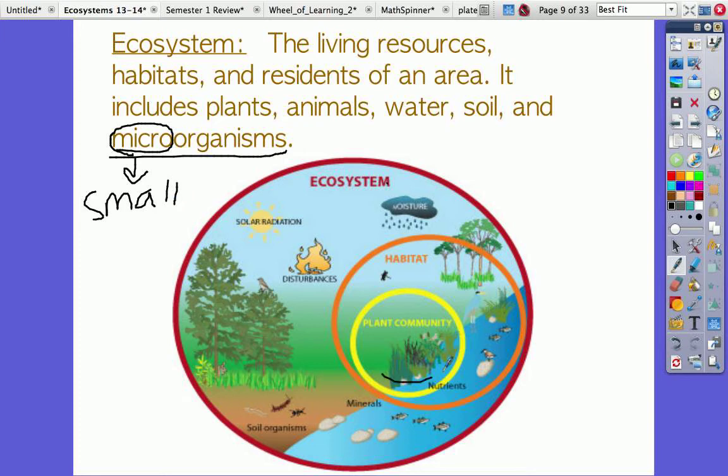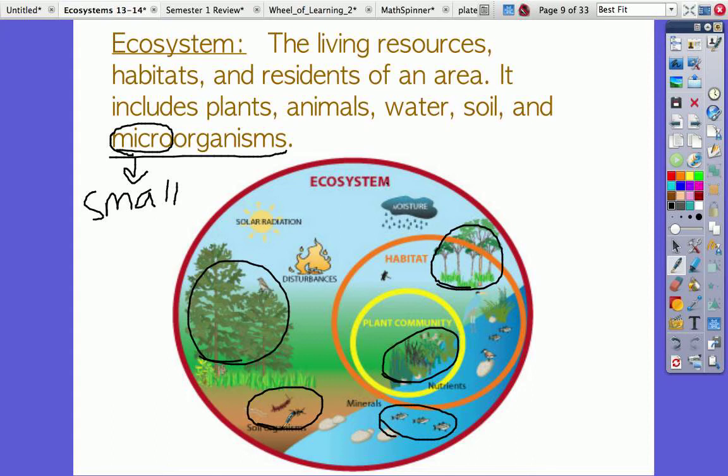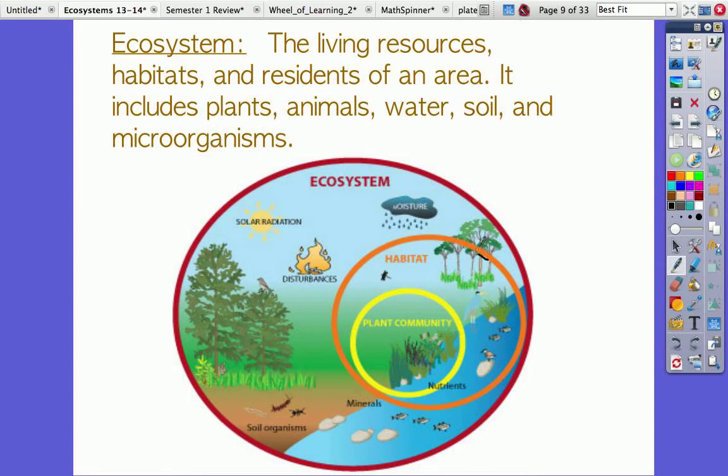So over here we have one water plant community, we have one tree community, we have another tree community, we have a water animal community, we have soil organism communities, all of these different communities. Now whenever you look at this, different communities will work together to give you a particular habitat. This would be one habitat. This could be one habitat. Habitats combine to give you the overall ecosystem.